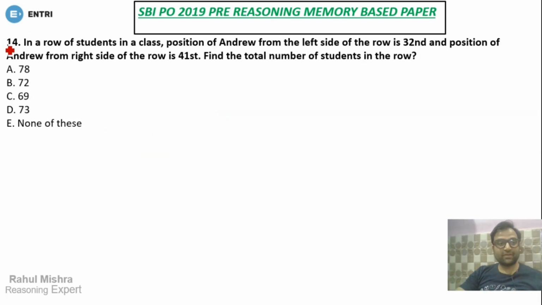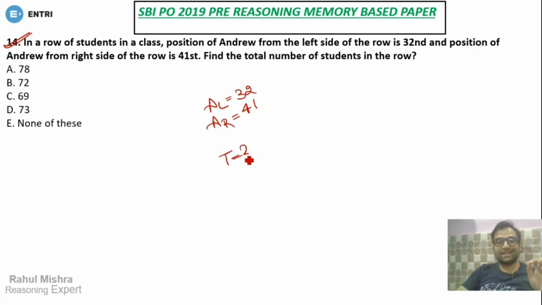So now students, we will solve question number 14. This is the last question of this video. So the question is, in a row of students in a class, the position of Andrew from the left side of the row is 32. Okay, so Andrew's position from the left end is given to us, that is 32, and the position of Andrew from the right side of the row is 41. So Andrew's position from the right is also given to us, that is 41. Find the total number of students in the row. So we need to find out the total number of students in a row.